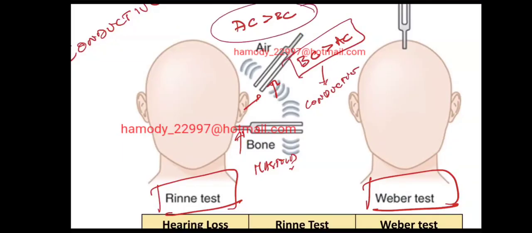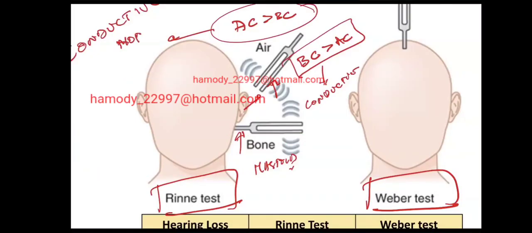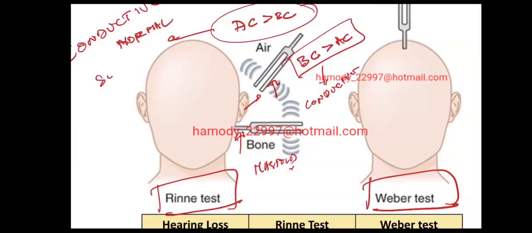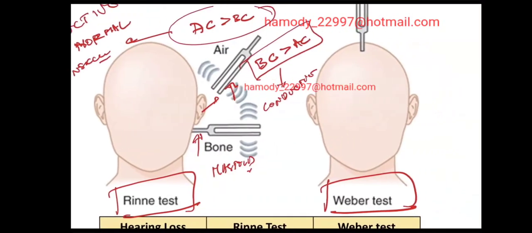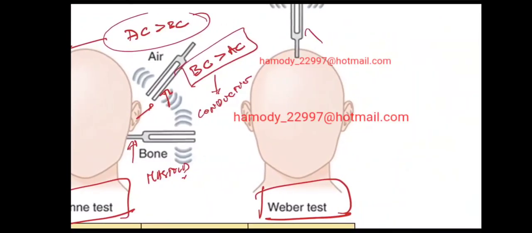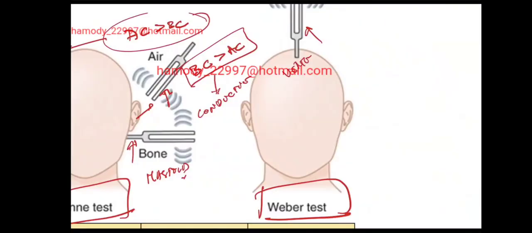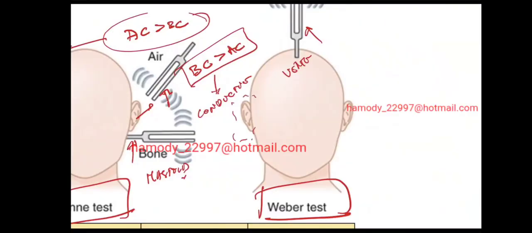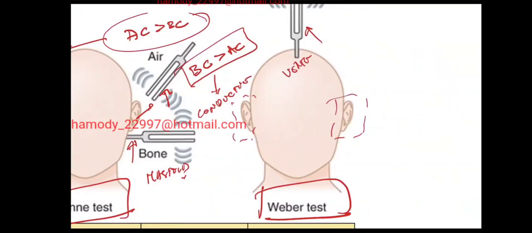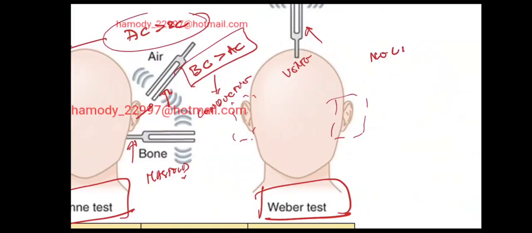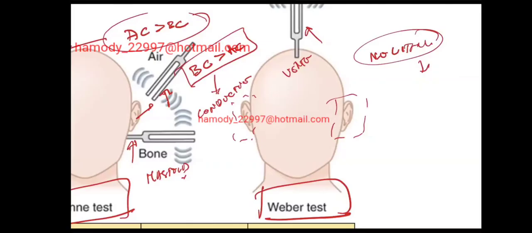Air conduction better than bone conduction is seen in two conditions. Either it might be normal, there is no hearing loss at all, or it might be seen in sensory neural deafness. Next one is Weber's test. What we do in Weber's test, we strike the tuning fork and place it on the vertex, that is the middle of the forehead, and ask him whether he is hearing better in any one of the ears or hearing equally. If he's hearing equally, that means there is no lateralization, we call it. If no lateralization is present, then it is normal.